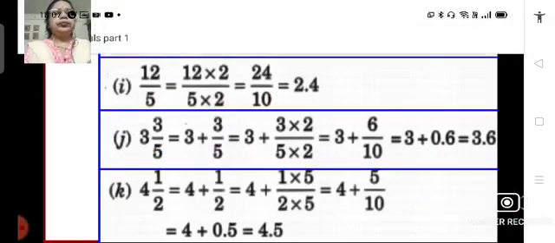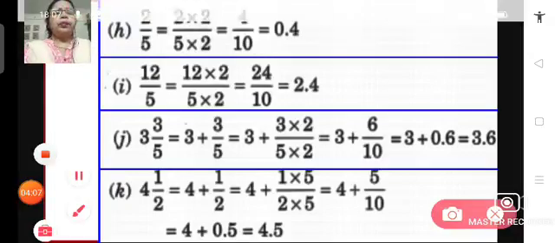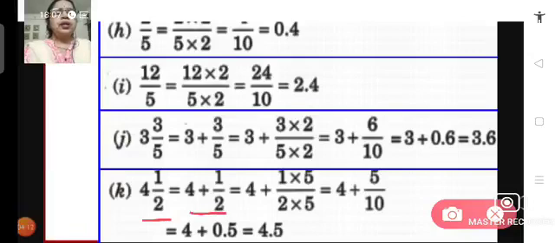Next one, 4 1 upon 2. 4 1 upon 2 can be written as 4 plus 1 upon 2. Again we have to change this fraction into an equivalent fraction with denominator 10, which we do by multiplying with 5. Here we have done this. So we get 4 plus 5 upon 10. That means 4 plus 0.5, which gives us 4.5.